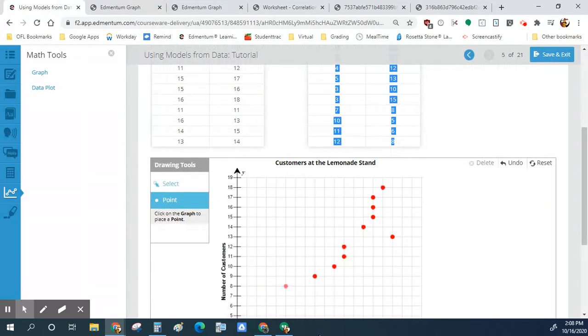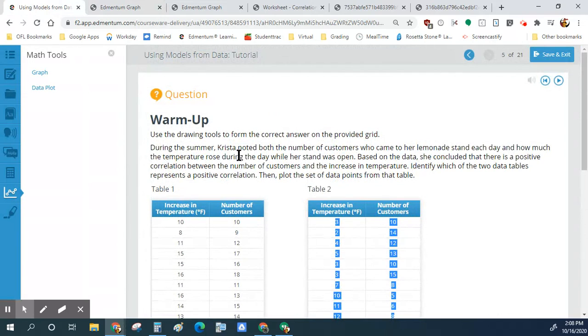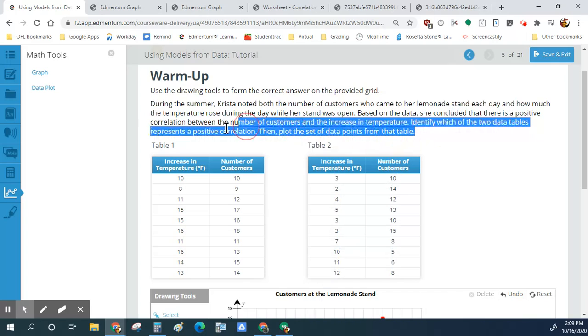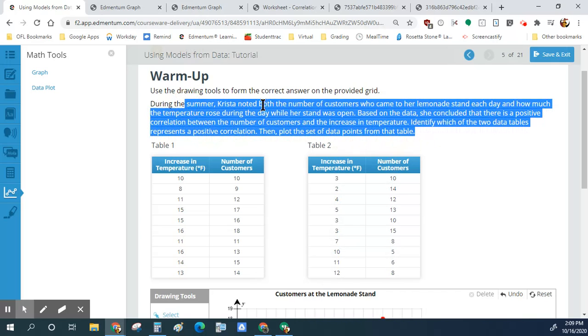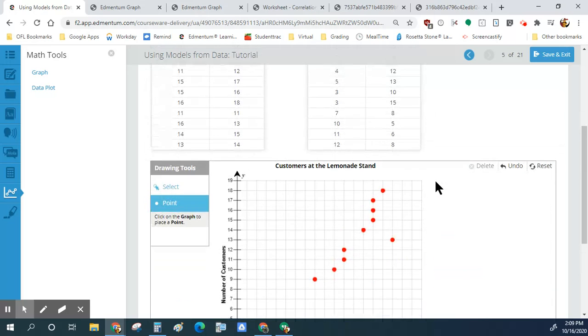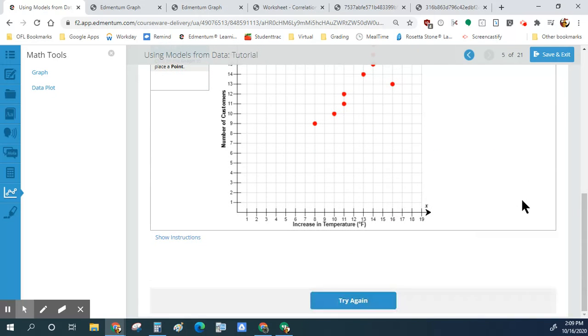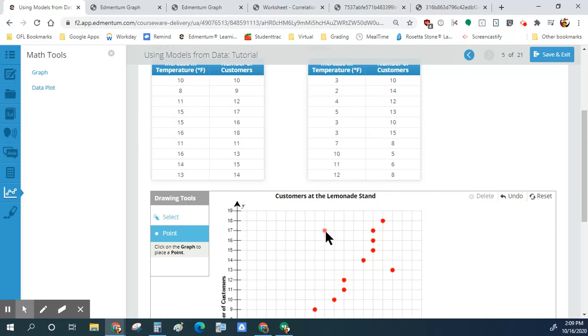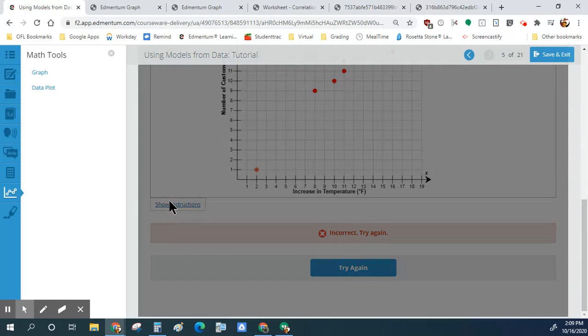So again, I got lucky because I picked the one that did have the positive correlation, but always make sure you know which ones you're doing. So read the question, learn from my mistake, and read your questions. So this should be the answer. So let's click submit. Incorrect graph. Didn't it ask us to do the correlation?